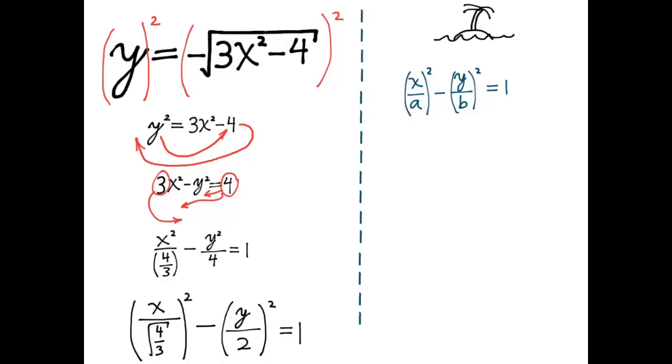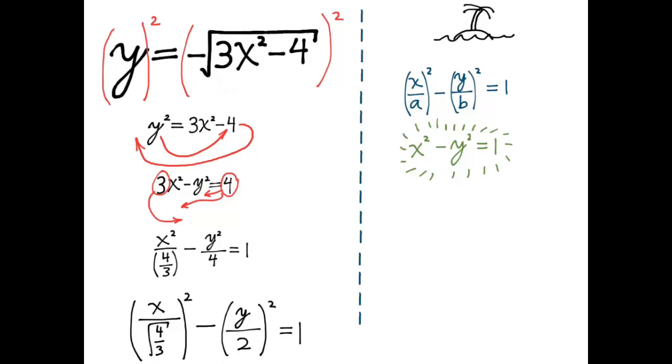And when you replace x with x over a, that is just a horizontal dilation. Similarly, if you replace y with y over b, it's just a vertical dilation. So we're looking at a parent graph x squared minus y squared equals 1. Let's just look at the graph of x squared minus y squared equals 1, and then through dilations we'll understand how our graph is supposed to look.